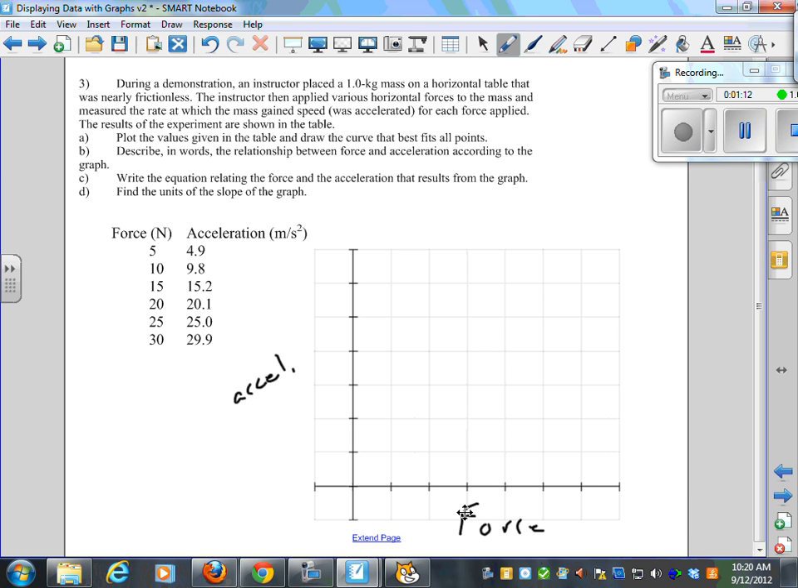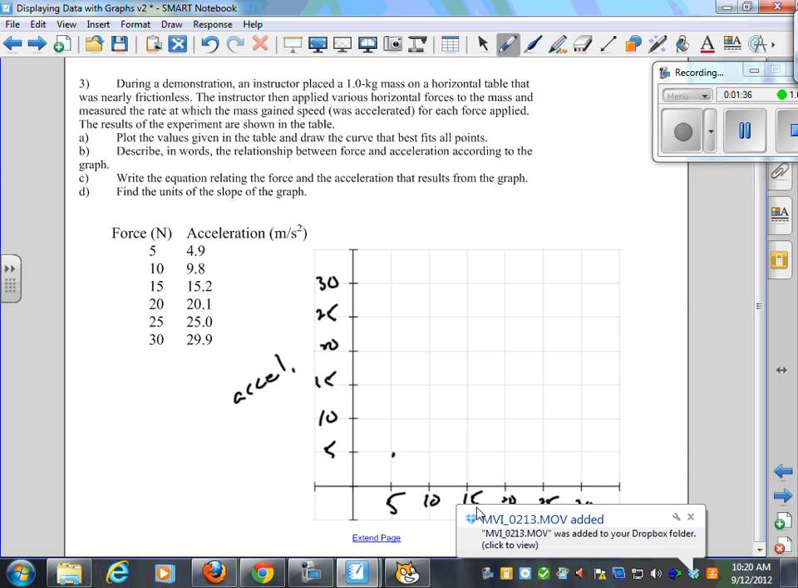So I'm guessing we can go 5, 10, 15, 20, 25, and 30. And our acceleration goes up to about 30, so I'm thinking I can go 5, 10, 15, 20, 25, and 30. Is that what you did? All right, so then when we graph them, we get 5 and 4.9. We get 10 and 9.8, about there. We got 15 and 15.2, about there. 20 and 20.1. 25 and 25. And 30 and almost 30.